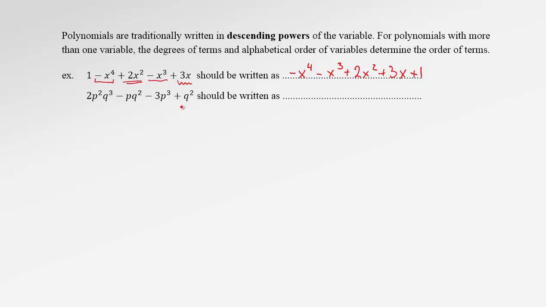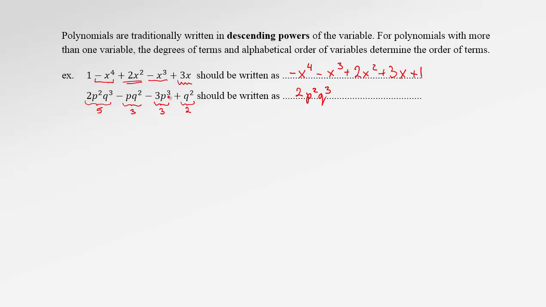In the second example, we have a polynomial with two variables, p and q. So first of all, let's look at the degree of each term. This one is of degree 5. That one is of degree 1 and 2, so it's 3. And this one is also 3. And finally, the last term has degree 2. Okay, so it's pretty clear that we need to start with the highest degree, so it's degree 5. Therefore, we start with the term 2p squared q cubed. However, for the next choice, we have two terms with the same degree, so which one should be first? Well, we need to have some subrule.